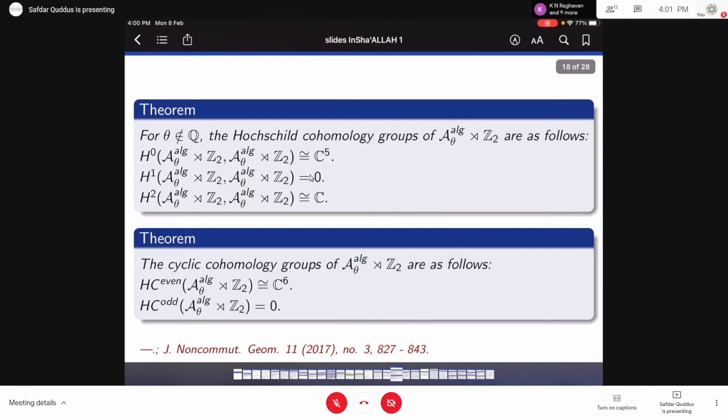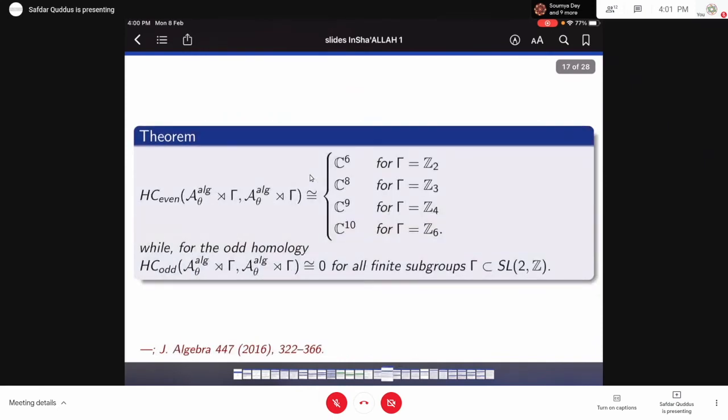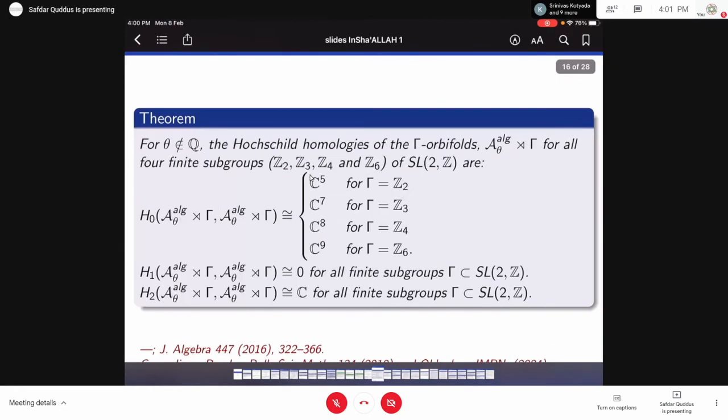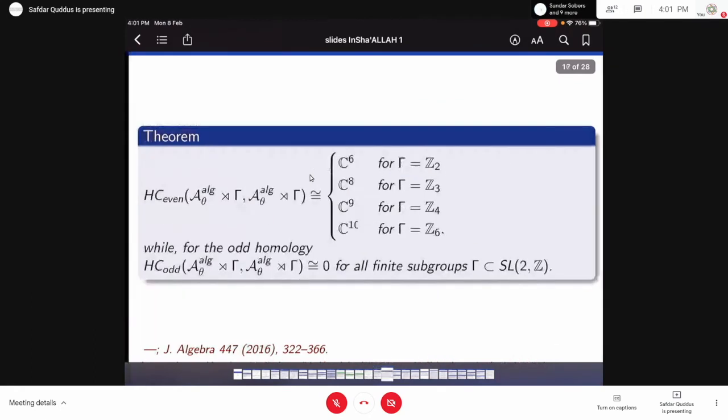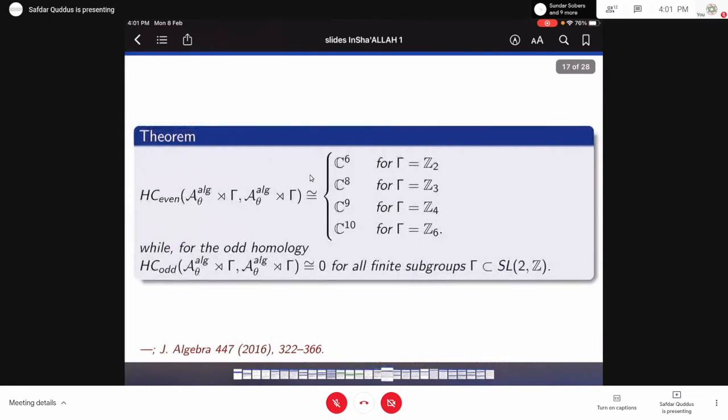Hello? The last theorem that you said was Hochschild cohomology, right? No, this is Hochschild homology. This first one, right? The first one was Hochschild cohomology. After that, it is cyclic cohomology. Yeah, this is cyclic homology.